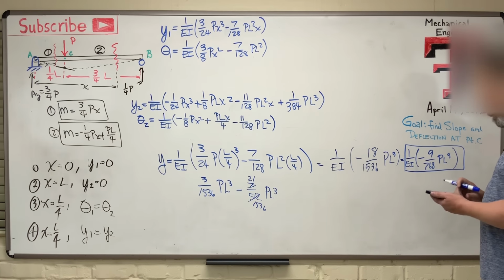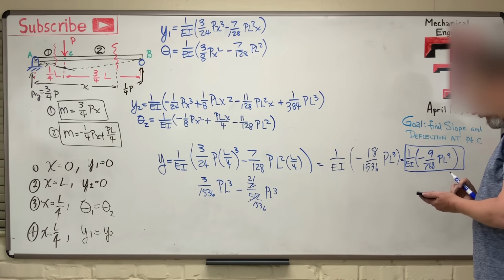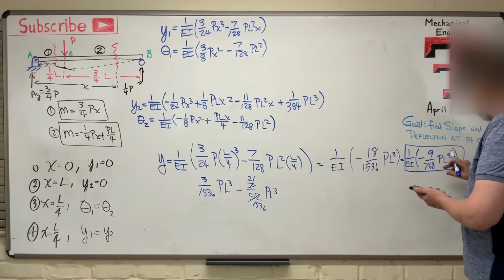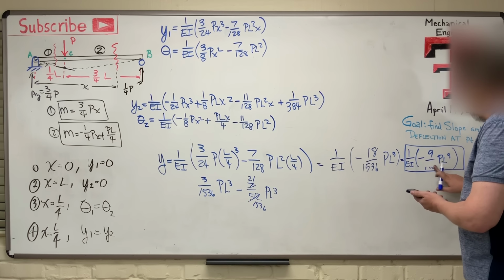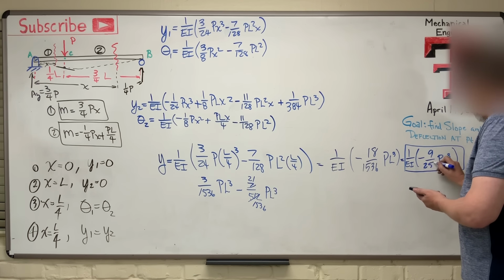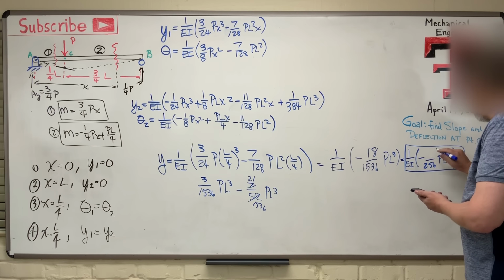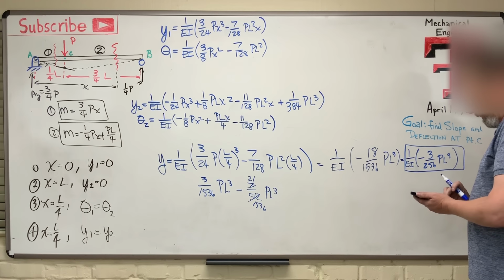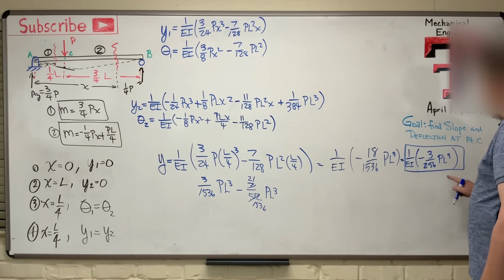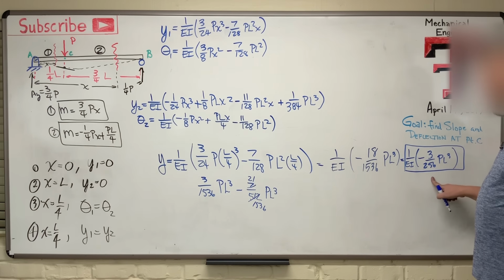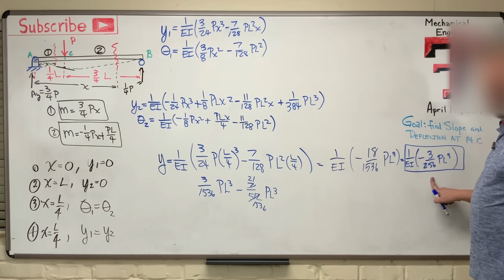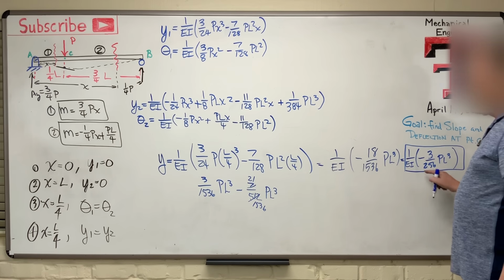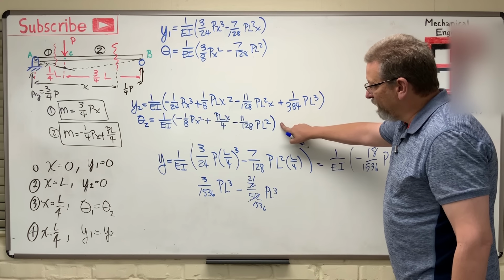And that may go down a little bit more. Let's see, divided by 3 equals, oh, it does, 3 over 256. There you go. Okay? That doesn't go down anymore, does it? 256 divided by 3. No. Okay. So I think that's it. That's going to be your deflection at point C. Now one more thing, what is the slope at point C?